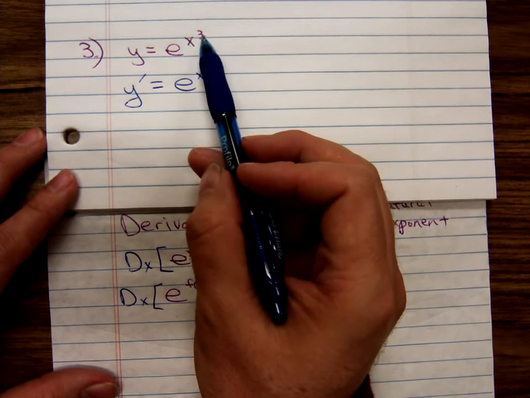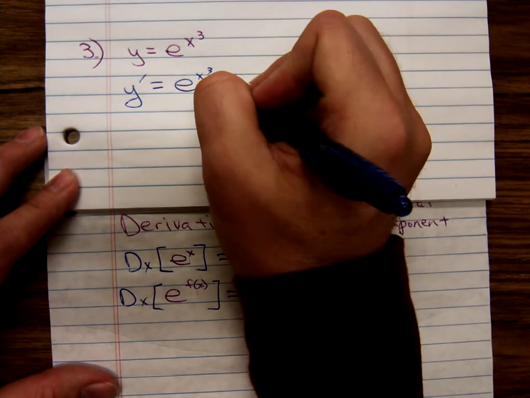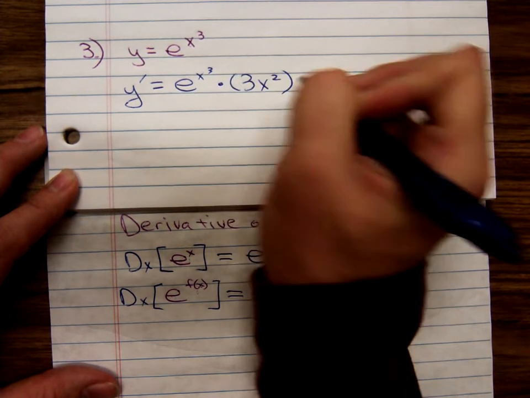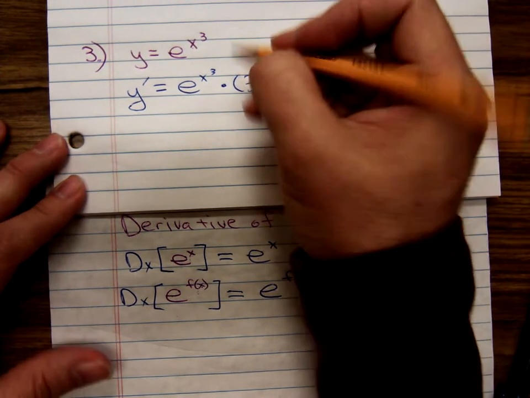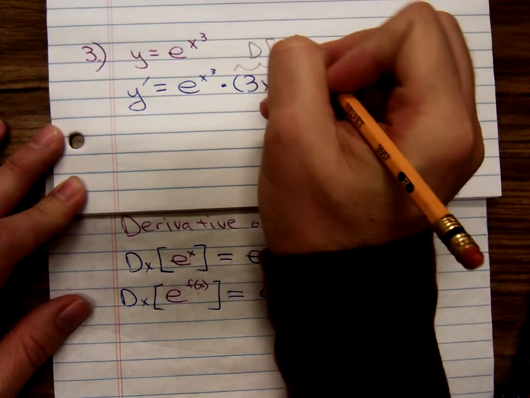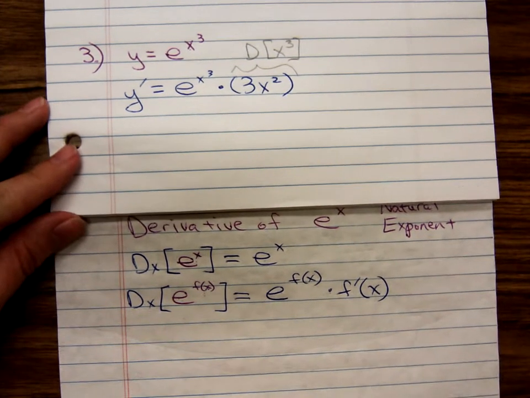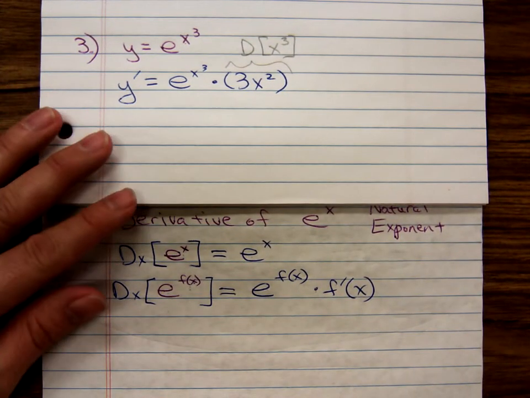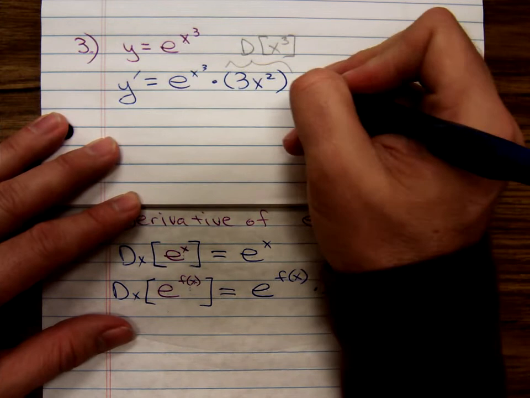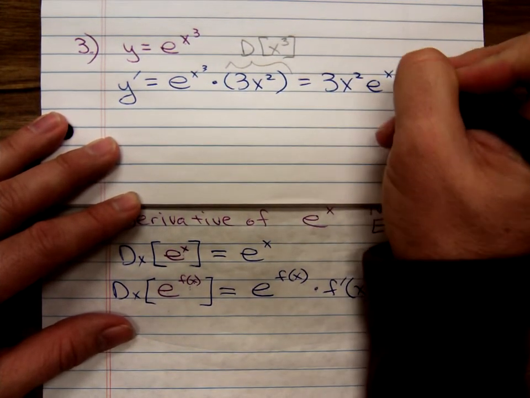What's the derivative of x cubed? 3x squared. That 3x squared is what we got when we differentiated x cubed. And we can clean that up a little bit and write the 3x squared first. It looks a little better if we write it like that.